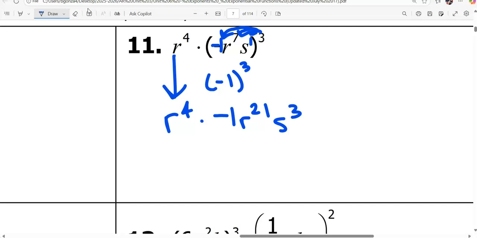Now, which of these can combine? Yeah, the r's can, right? So look. First of all, how many numbers do you see in the front? There's nothing here. There is a number here. No number here. So that negative 1 goes out front. The r's can combine. Since you're multiplying, you add these powers to get 25. And then s to the power of 3 comes down. How do you get 25? 4 plus 21 gives you that 25.